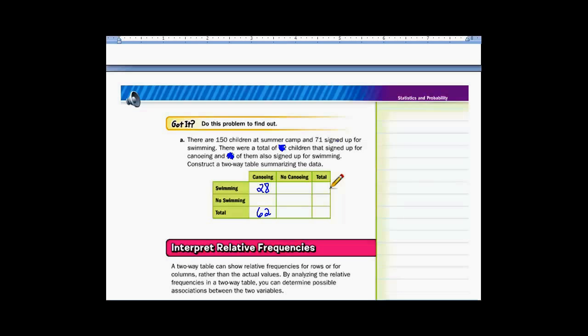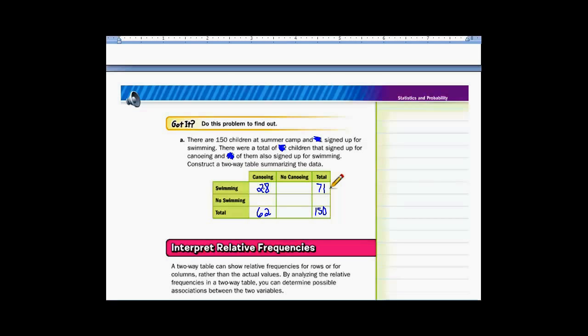71 signed up for swimming. That's a total of all the swimming. That takes care of that one. And there are 150 kids at the summer camp. That's a total of the totals, 150 kids altogether. So let's get some information here.